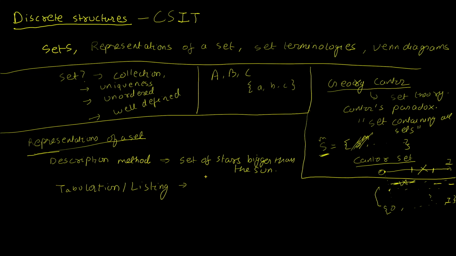And this is a method where we directly list the elements of the set. Nothing too fancy. If I say 1, 2, 3, 4, maybe to represent the set of natural numbers, I'm actually listing the elements.